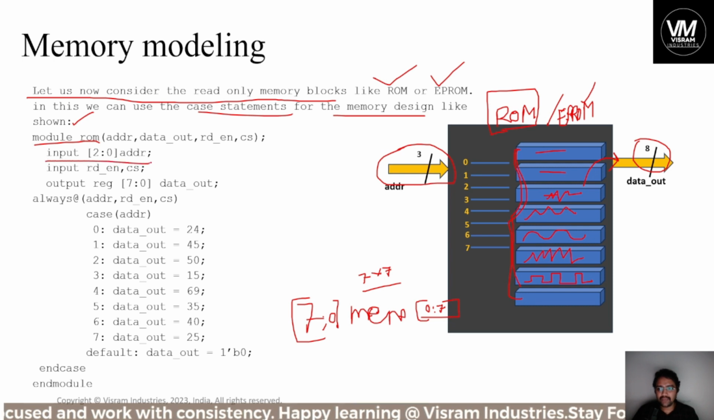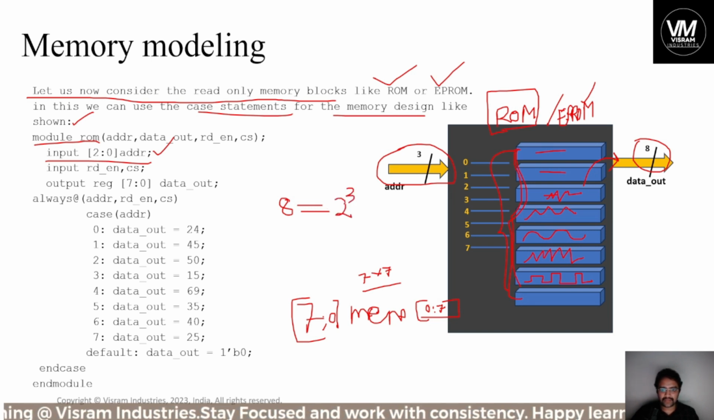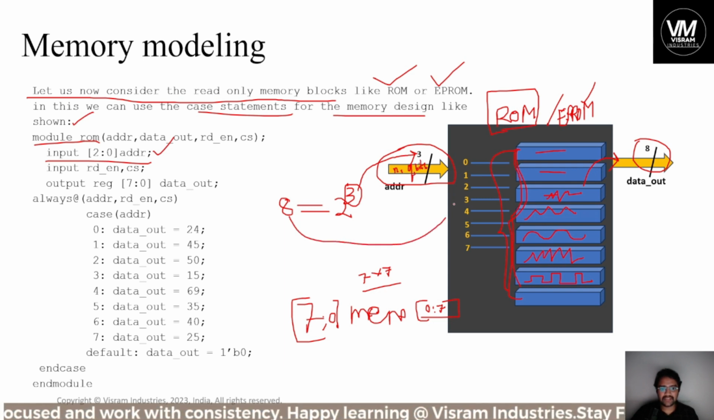So input address locations, you have 3 inputs. As you can see, 8 address locations, your address should be 3 bits. So you have 8 address locations that can be written in terms of 2 power 3. This is the value of the number of bits, and 8 is the number of locations. And you can see the output register; the input is nothing but the read enable signal.